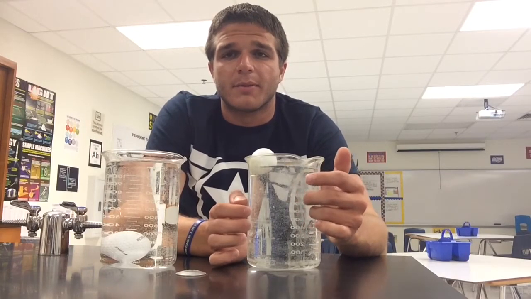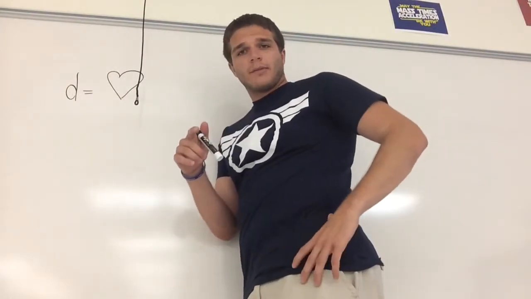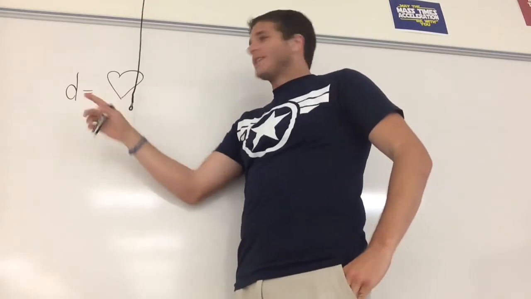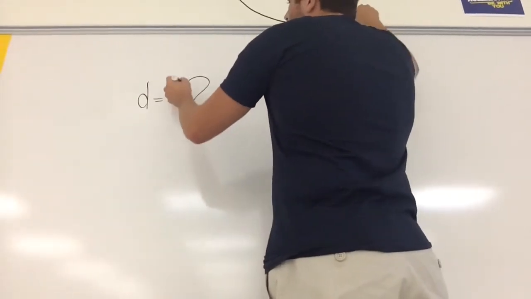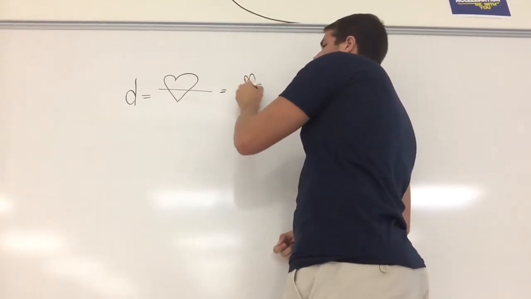And we can actually calculate the density of objects using a specific formula. The formula to calculate density is simple. Density, we love density. So this is a heart, and if you were to slice that heart in half, just like this, you would see the formula for density, which is mass divided by volume.